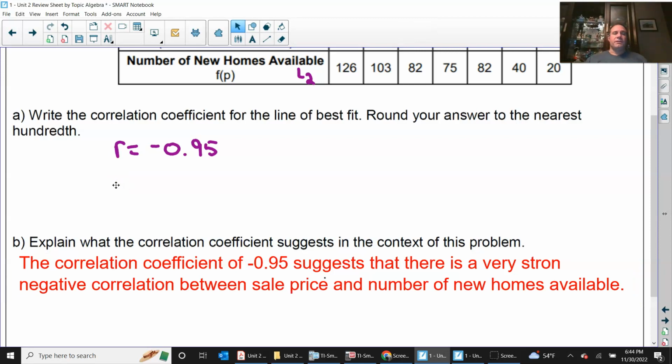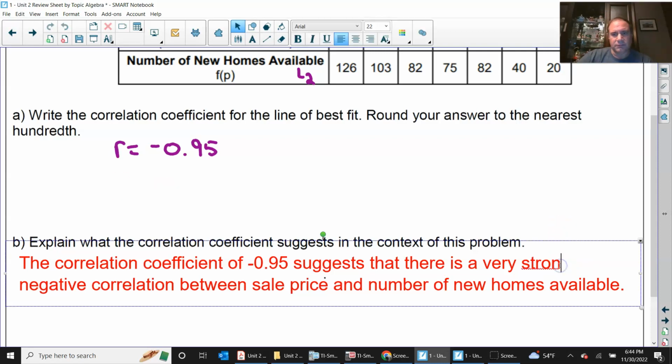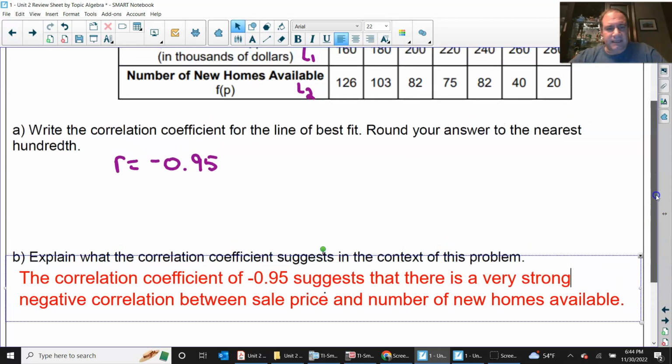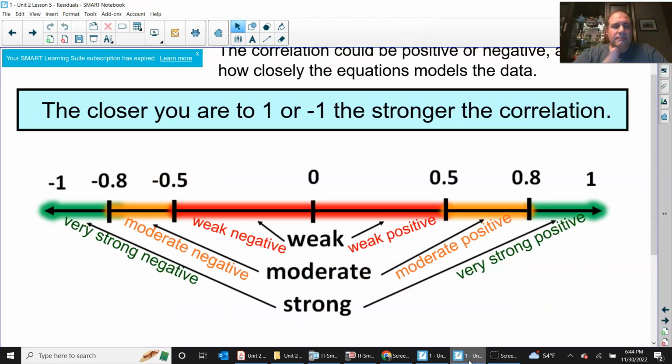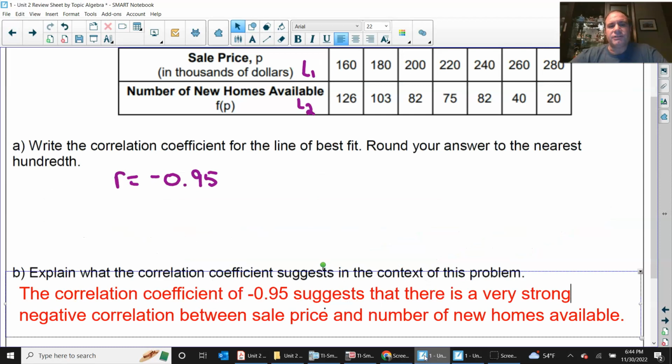So this is it. The correlation coefficient of negative 0.95 suggests that there is a very strong negative correlation between sales price and number of new homes available. Just remember, when you're writing this, you're thinking that negative 0.8 to negative 1 is a very strong negative. So the correlation coefficient of negative 0.95 is in that very strong negative section there.